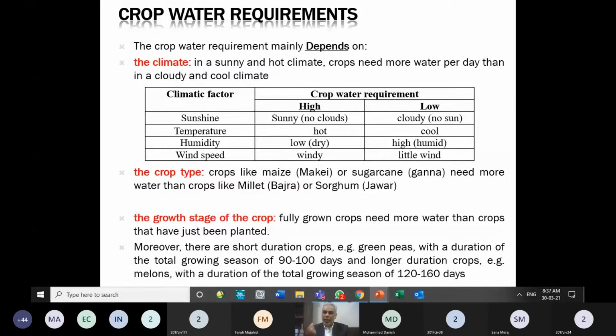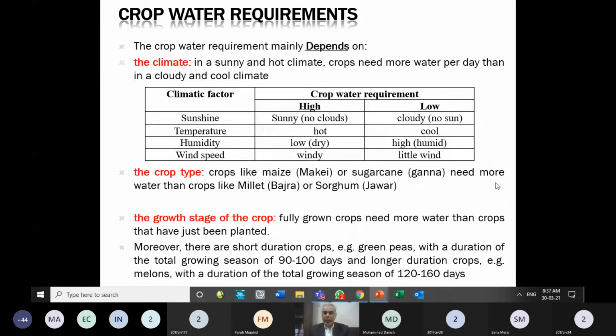So the size of the stomata and the type of the crop control its opening. So that controls the evapotranspiration. So one major factor is the crop type. Each crop has its own mechanism, its own biology. So it needs a requirement based upon its biological structure.